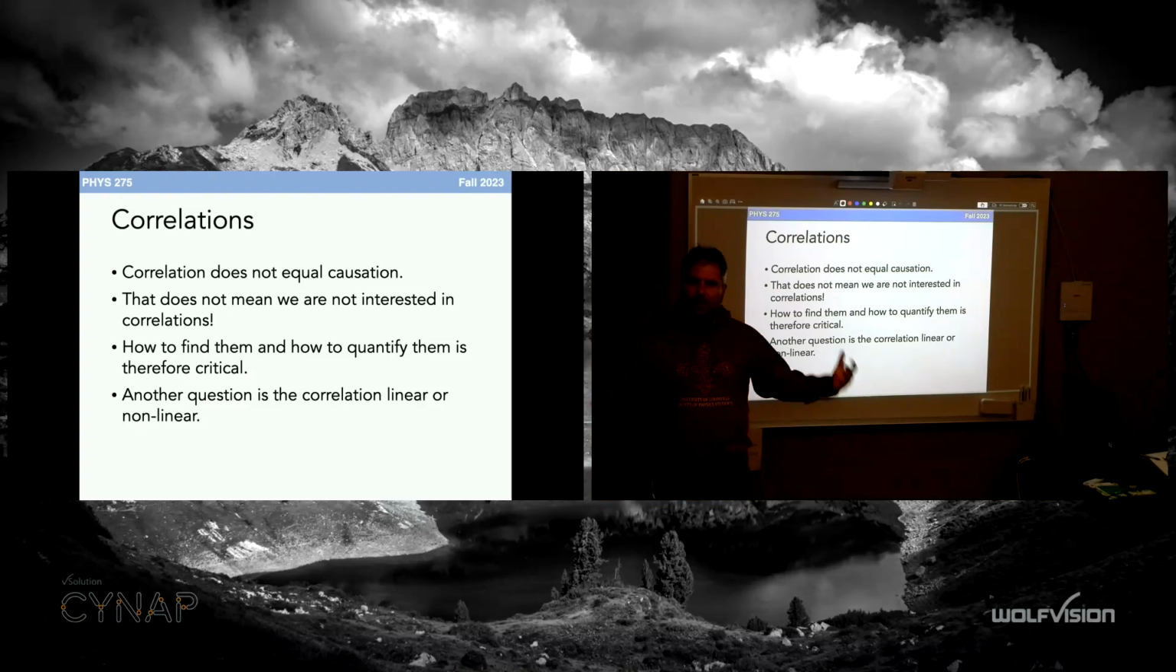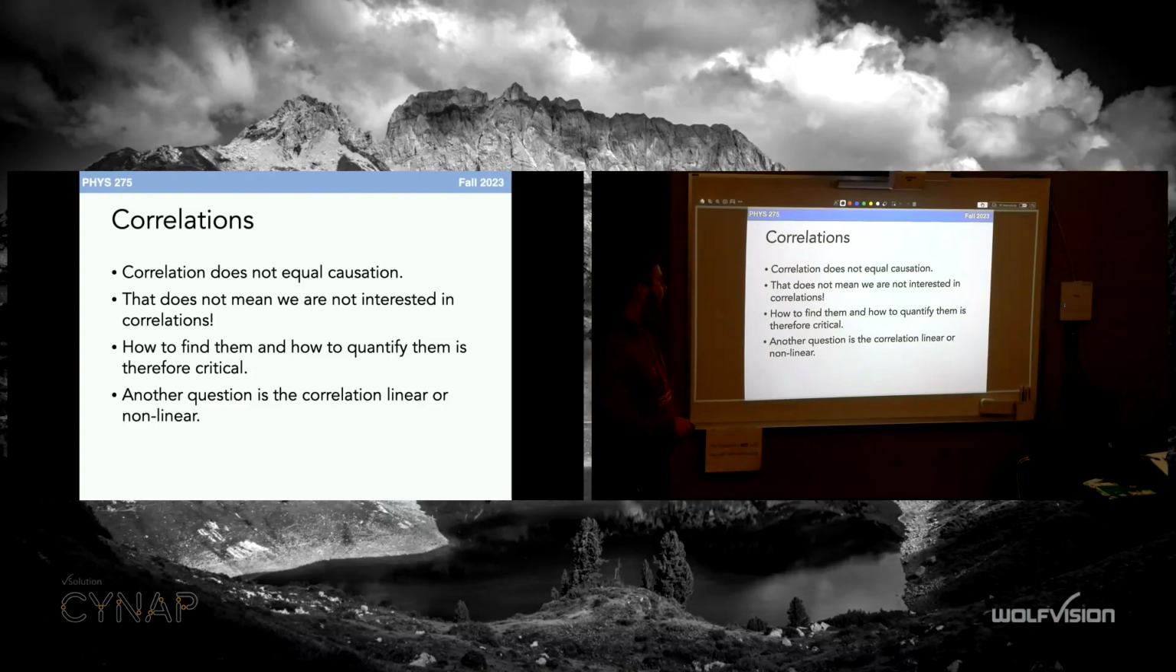Shoe size and height, for example, are two things that are correlated simply because bigger people have bigger shoes, like bigger people have bigger clothes. These are things that have a common causation kind of thing. We are very much interested in finding correlations. If A does know about B, that tells us something. And so how to find them and how to quantify them is therefore critical in any big data set.